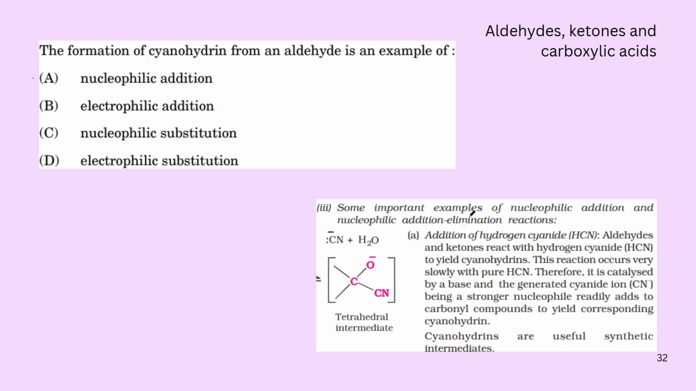The next question. The formation of cyanohydrin from an aldehyde is an example of a nucleophilic addition. Again, in the beginning for the various reactions of aldehydes and ketones, we've talked about various nucleophilic addition or elimination reactions. Out of that, addition of hydrogen cyanide is actually a nucleophilic addition reaction.